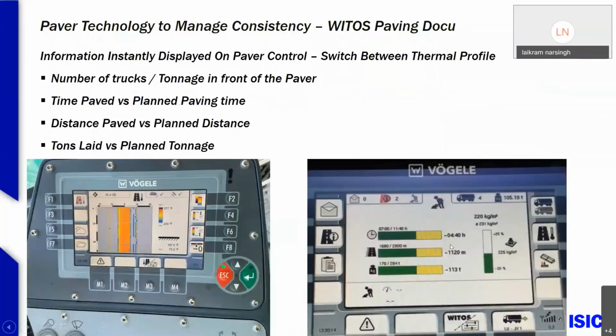So the operator sees how many trucks are in front of him, how many loads are in each truck. The operator would also visually be able to see how long he's been paving, the distance he's covered, the tonnage he's covered, and he'll have a bar here that gives him a range of where he is at with his density. So the number of trucks, tonnage in front of the paver, time paved versus planned time, distance paved versus planned distance, tonnage laid versus planned tonnage. At any one point, if he's running a thermal camera, he can switch his screen back over to see what his thermal profile is.